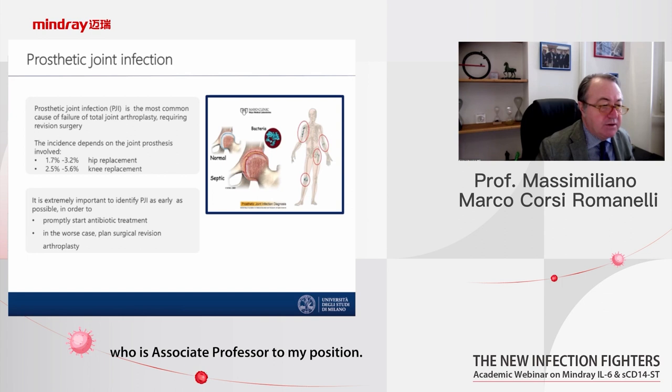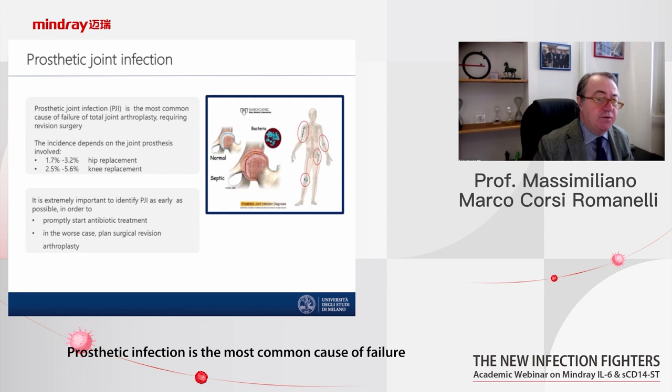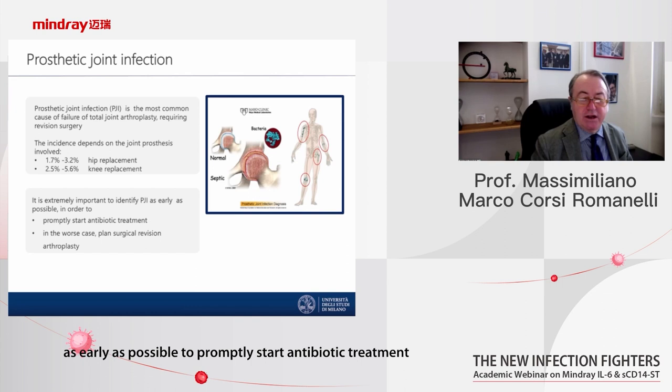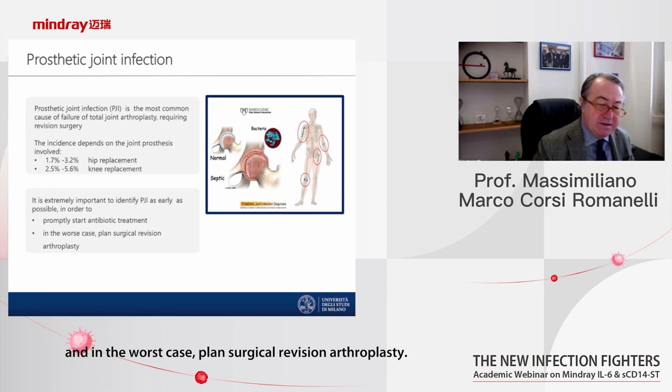Prosthetic infection is the most common cause of failure of total joint arthroplasty requiring revision surgery. The incidence depends on the joint prosthesis involved: normally 1.7 to 3.2% for knee replacement and 2.5 to 5.6% for hip replacement. So it is extremely important to identify PJI as early as possible in order to promptly start antibiotic treatment and, in the worst case, plan surgical revision arthroplasty.